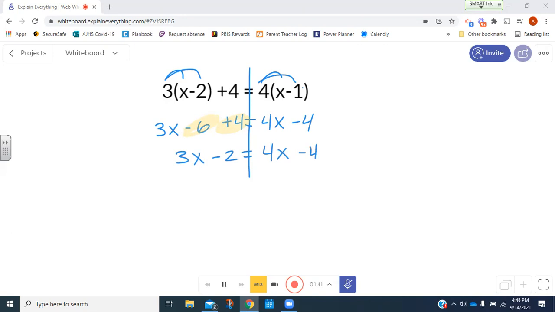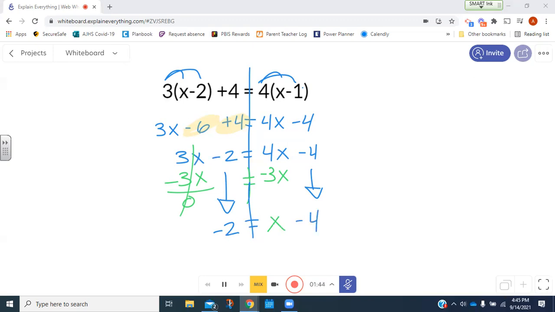Now we want to get the x's on the same side of the equal sign, so I'm going to move this positive 3x, and I know I can make this number go to 0 by subtracting 3x, right? That goes to 0. But what we do to one side of the equal sign, we have to make sure that we do to the other. So I'm going to also subtract 3x from here. Everything else is going to stay the same, so I'm going to bring down our -2 and eventually our -4 as well. So on the left side, all we have is -2 equals, now 4x minus 3x is 1x, and -4, again, we haven't done anything to.